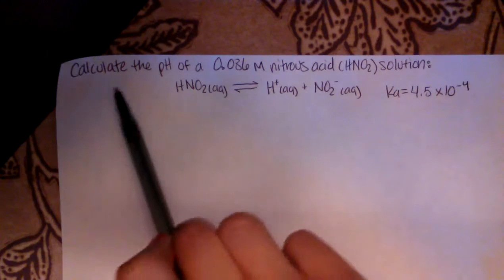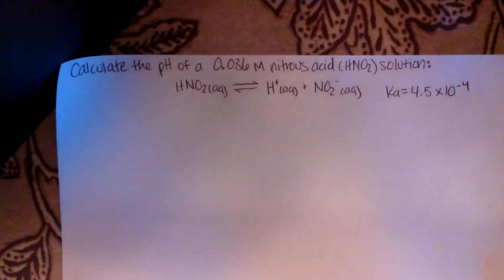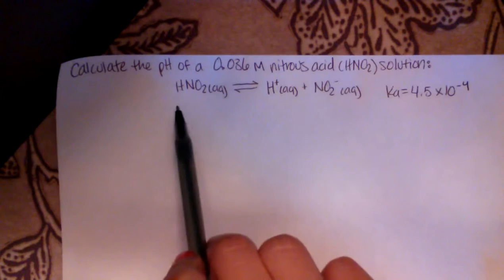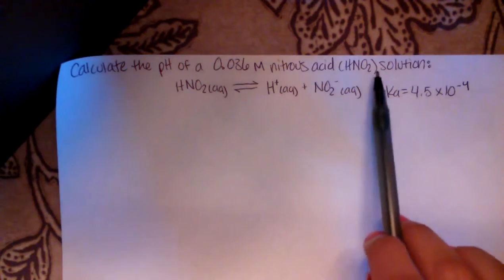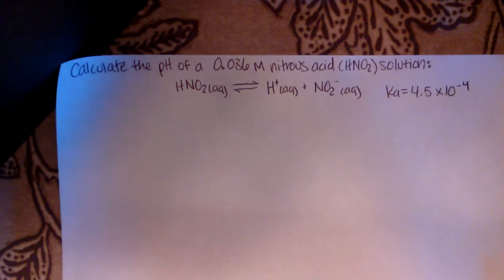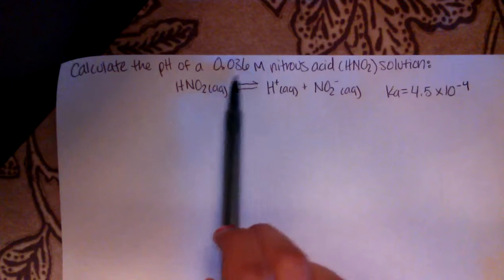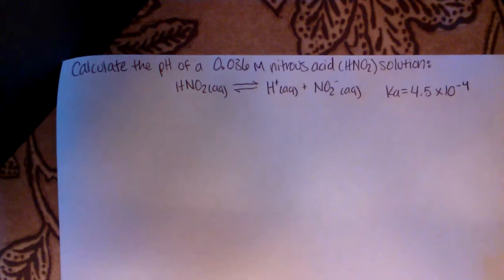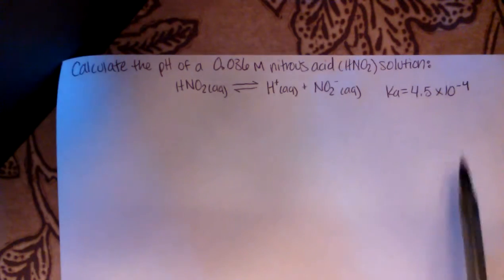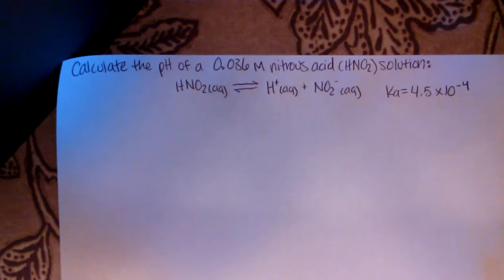Okay, the problem states: calculate the pH of a 0.036 molar nitrous acid solution. In the problem they already give you the formula, and based off of the question, you're dealing with nitrous acid, which is a weak acid, meaning that it won't fully dissociate within the solution. That's also why we have the double arrow here, to state that there is some sort of equilibrium going on in this reaction. But we're also given the Ka, which is 4.5 times 10 to the negative 4, which we will be using later in this problem.